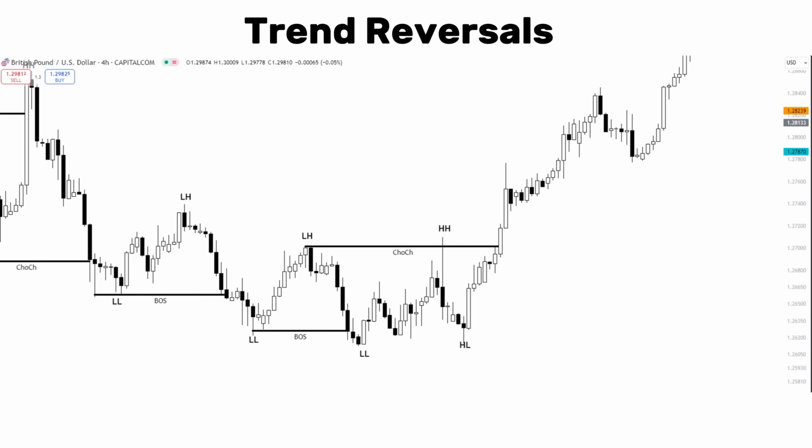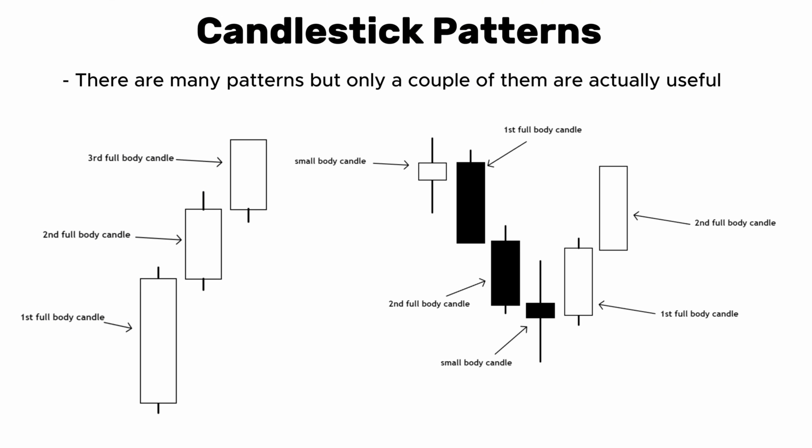And from this level, we got the final push to the upside. A very aggressive uptrend started from the bullish change of character that has done its job of indicating a trend reversal. Now we're diving deep into candlestick patterns.